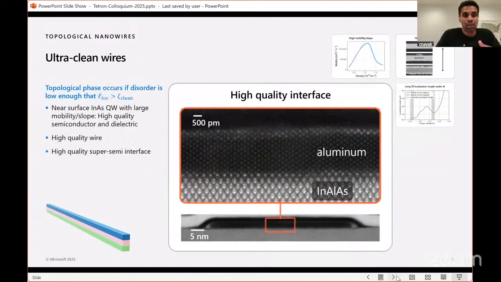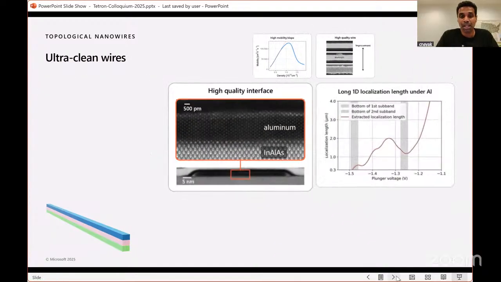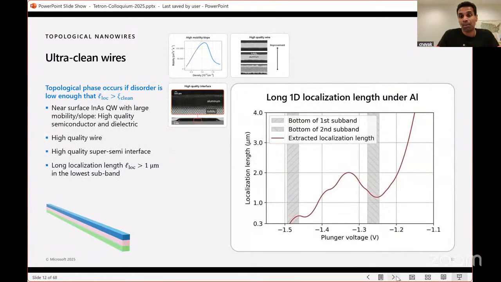phase. We have a very high quality superconductor semiconductor interface. You can see a cross-sectional TEM at the bottom of one of our wires. You have a zoom in at the top, and you can see how very pristine that interface looks, and how good the crystallinity is of both, in this case, the indium aluminum arsenide as a barrier layer and the aluminum.